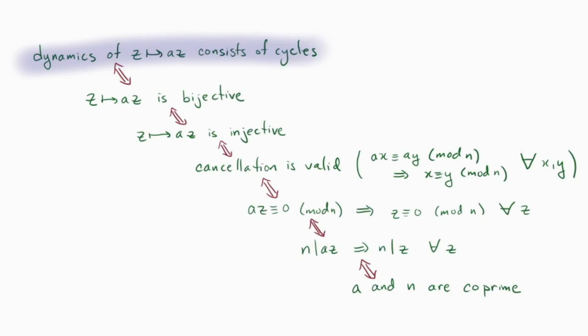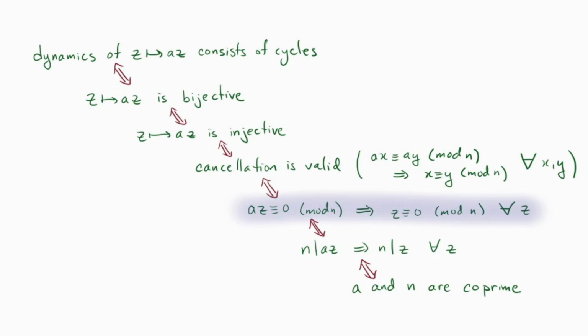Okay, so the dynamics of z to az consists of cycles if and only if the function from z to az is bijective, if and only if it is injective, if and only if cancellation is valid, and here I've written out the mathematical formulation of this notion of cancellation being valid, which is that if ax is congruent to ay mod n, it implies that x is congruent to y mod n for every x and y. But what we just saw is that that is actually logically equivalent to the statement that if az is congruent to 0 mod n, then simply z is congruent to 0 mod n for all z. So we're replacing, here's that trick, x minus y with z.